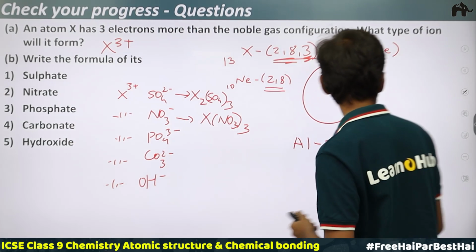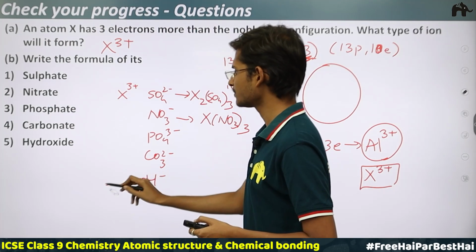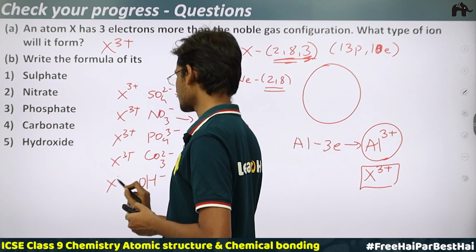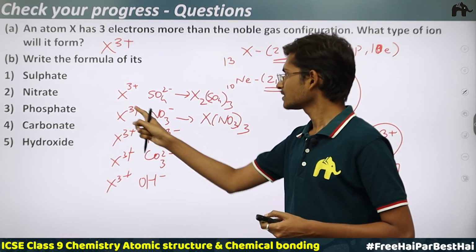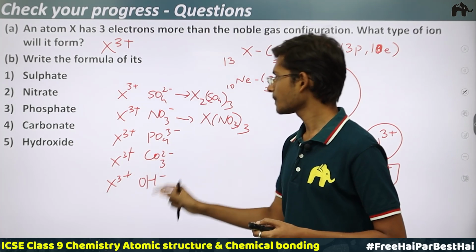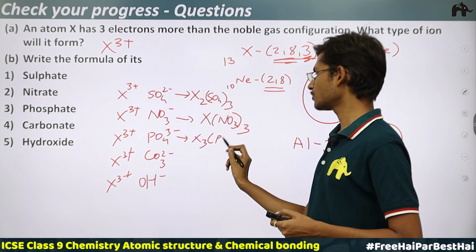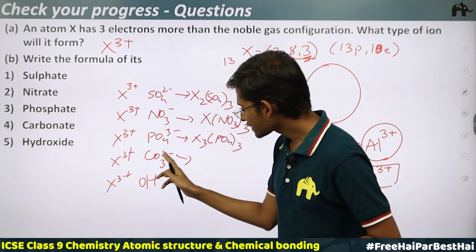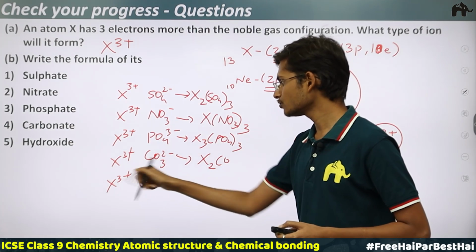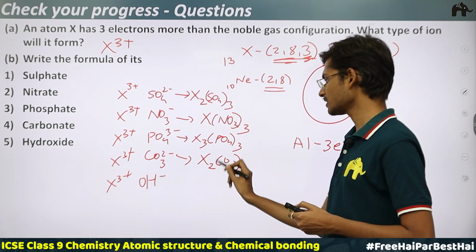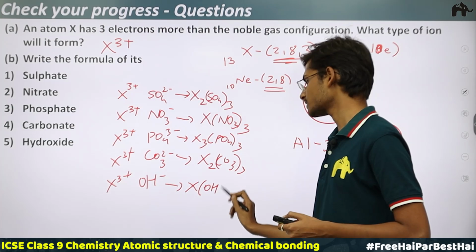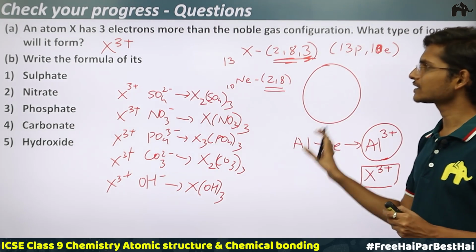If it's quite tricky, then we can simply write X3 plus everywhere, so that it would be more easy using the crisscross method. So again X NO3 thrice, then X3 PO4 thrice, and here X2 CO3 thrice, and then here XOH thrice. So these would be the formulas. This part is quite easy, but this was a little bit tricky one.